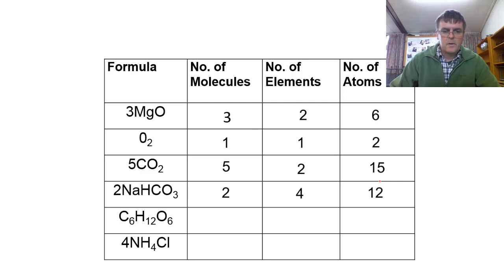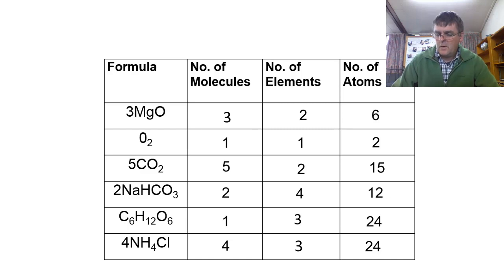Okay, next one. Number of molecules. There's no big number in front. I've only got one. Number of elements. I can see 3 symbols. Okay. Add up the numbers beneath it. How many atoms have we got? 24. Last one. Number of molecules. There's a big number 4 in front of it. Number of elements. I can see 3 different types there. We're going to have 4 nitrogen. 4 times 4 hydrogen. That's 16. And 4 of the chlorine. Going to add up to 24 as well.